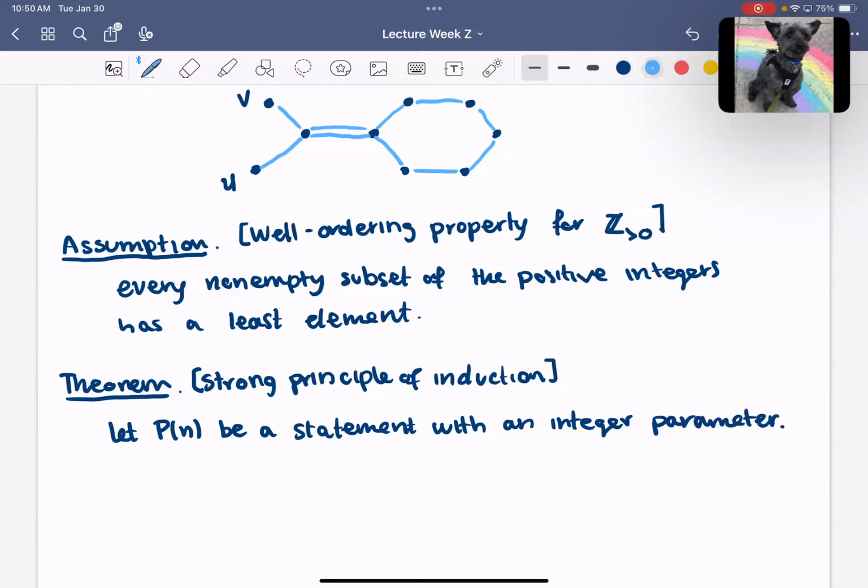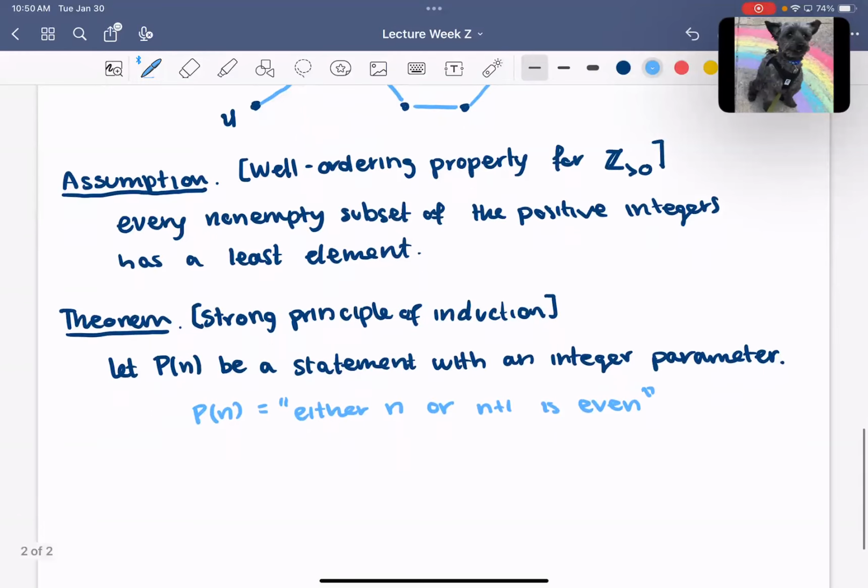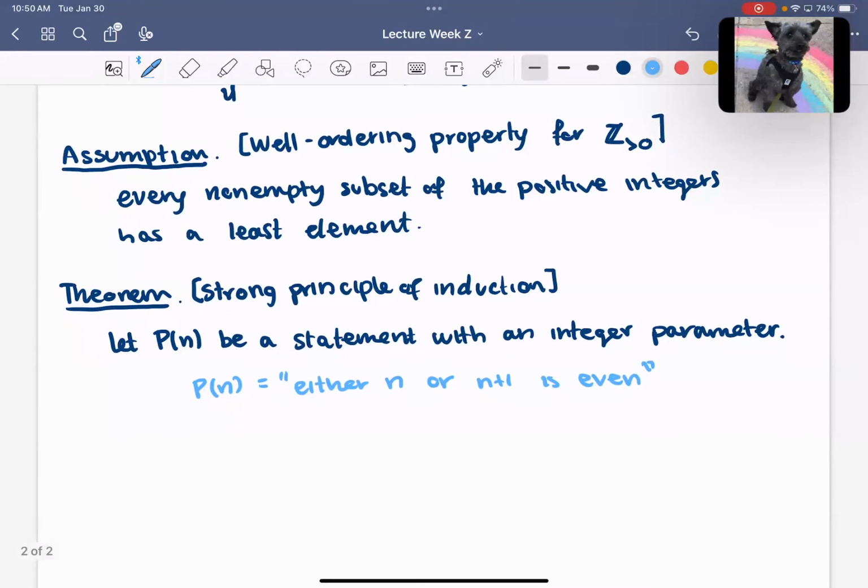Okay, so for example, I'll just write an example down here so that you can keep it in mind. P of n might say either n or n plus 1 is even. Okay, so that's an example of a statement, a sentence that is either true or false that relies on some integer parameter. So like P of 3 would say either 3 or 4 is even. Okay, and that's a true statement. So this theorem pertains to statements that look like this.